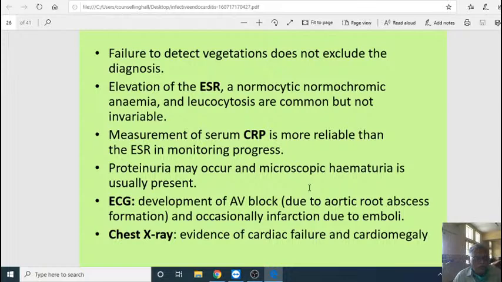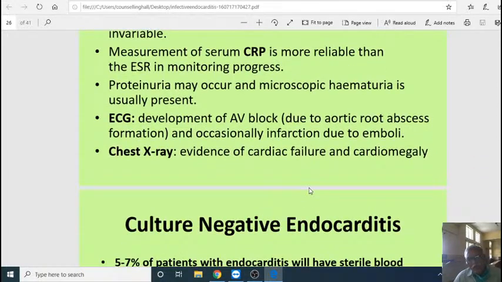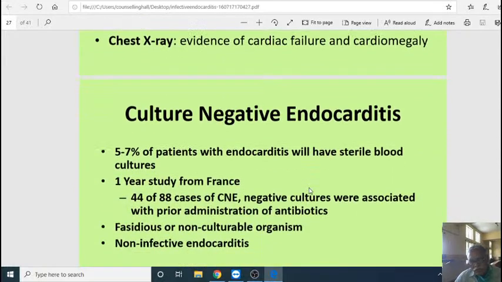Elevation of ESR, normocytic normochromic anemia, and leukocytosis are common but variable. Serum CRP is more reliable than ESR in monitoring progress. Proteinuria is a marker, and microscopic hematuria is usually present. On ECG, AV blocks may develop due to aortic root abscess formation, and occasional infarction due to emboli can occur. Chest X-ray may show evidence of cardiac failure and cardiomegaly.